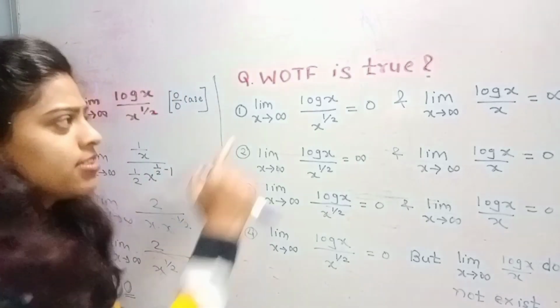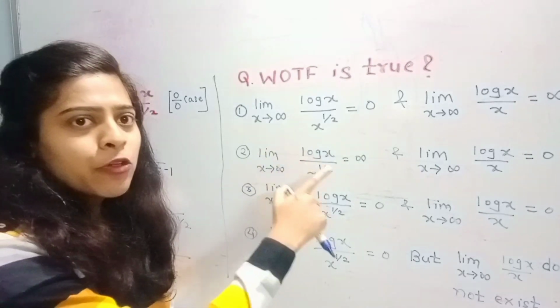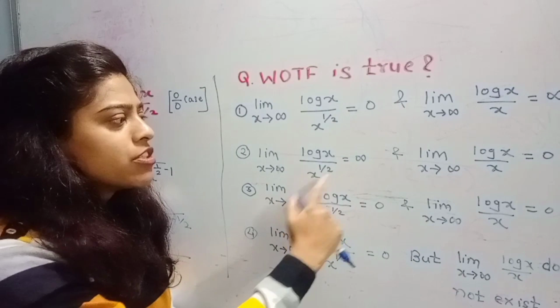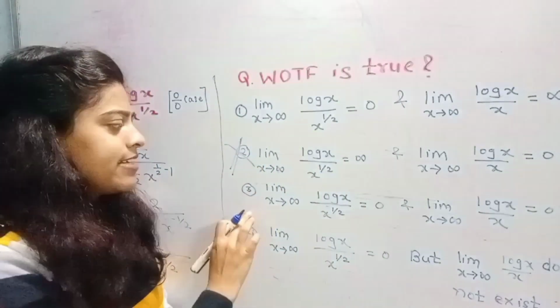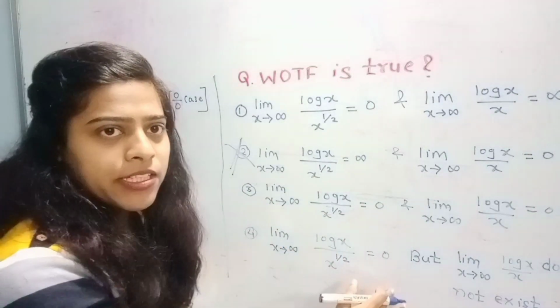Now check options. Option 1 says it is equal to 0. Option 2 says it is equal to infinity. But we have calculated above that this function is equal to 0. Therefore option 2 is wrong. Next, this function is equal to 0 and this function is equal to 0.